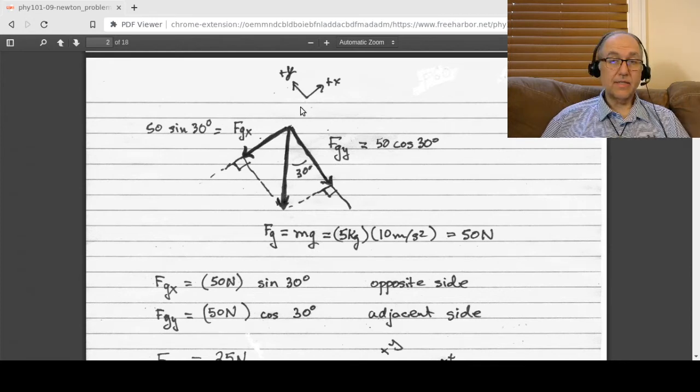FGX, the x component of FG, by similar reasoning, has to be the sine. Remember, the sine is the opposite, so here's the 30 degrees. Opposite that is this little segment here that I have in dashed line, but that segment is exactly the same length as that segment in there, okay? So that's how we're going to proceed. Let me go through it in more detail. I wanted to give you a little bit of an overview first, okay?